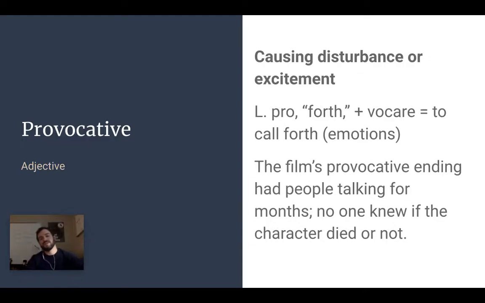The film's provocative ending had people talking for months. No one knew if the character died or not. It was provocative, meaning it caused a disturbance or some excitement.